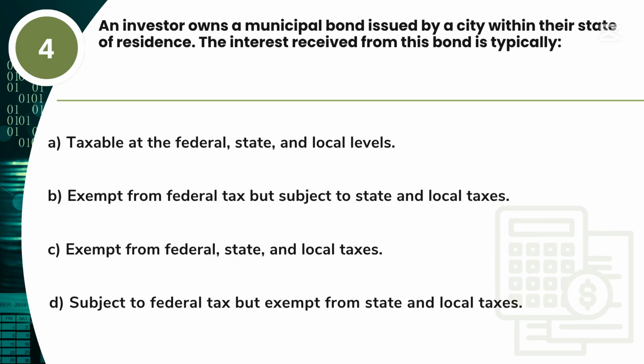Question 4. An investor owns a municipal bond issued by a city within their state of residence. The interest received from this bond is typically A. Taxable at the federal, state, and local levels. B. Exempt from federal tax but subject to state and local taxes. C. Exempt from federal, state, and local taxes. D. Subject to federal tax but exempt from state and local taxes.